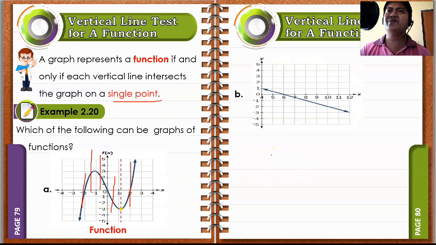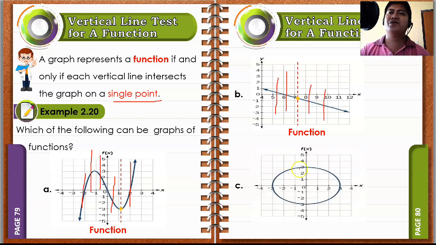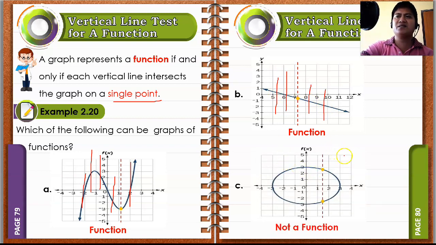Letter B is also a function because if we try to draw a vertical line, we can have the intersection only at one point. For letter C, this is an example of not a function. As you notice, with the vertical line test there are two intersections. This is the first intersection of the graph, and this is the second intersection. This violates the rule of the vertical line test. Therefore, this is not a function.